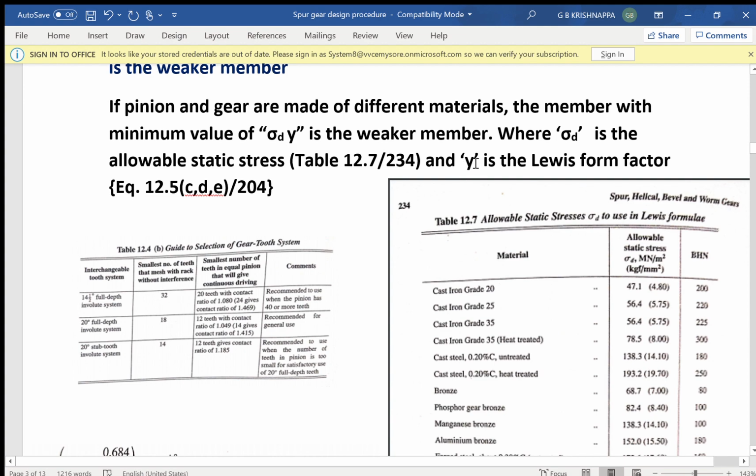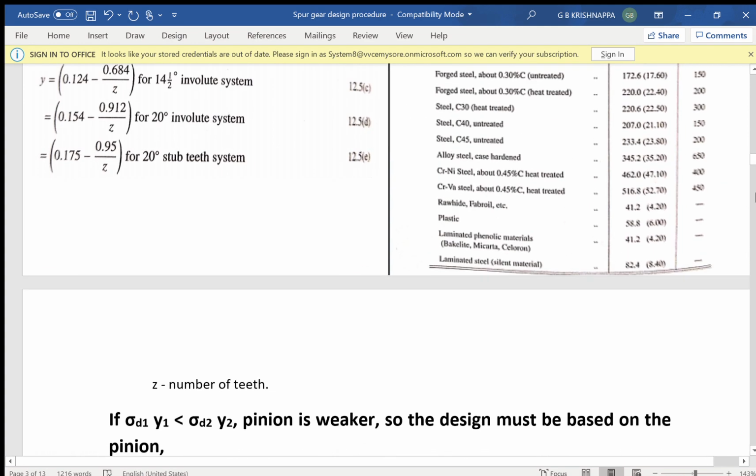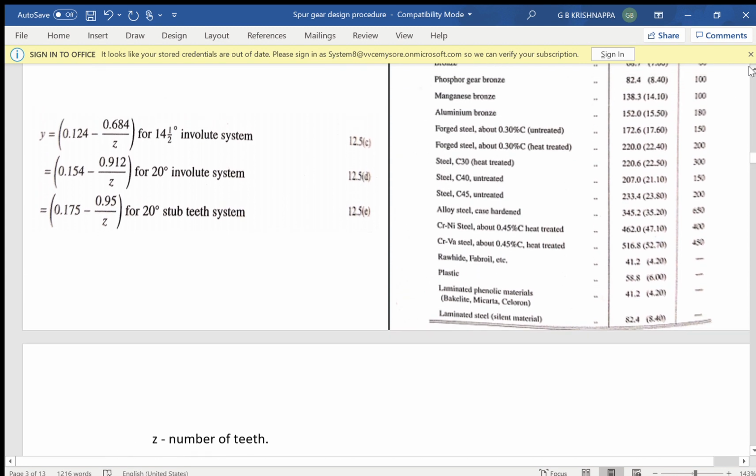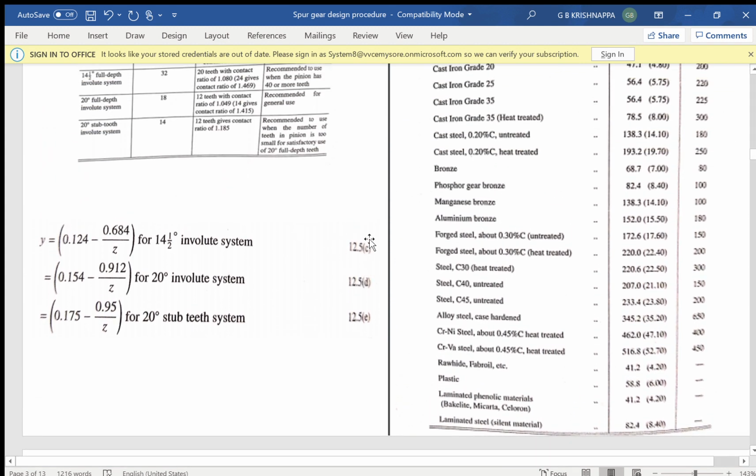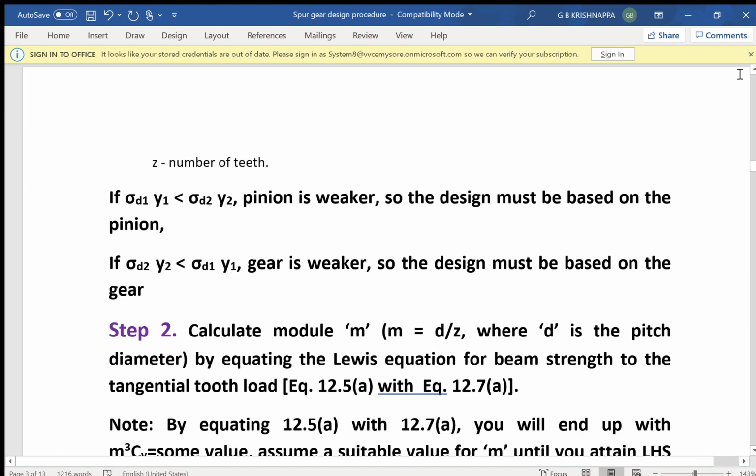And Y is the Lewis form factor. This can be obtained from equation 12.5 c, d, e, which is given in page number 204, based on the tooth form. For 14.5 degree involute system, use this. For 20 degree involute system, use this. This is for full depth and this is for a stub tooth system. Okay, use this equation, where Z is the number of teeth.